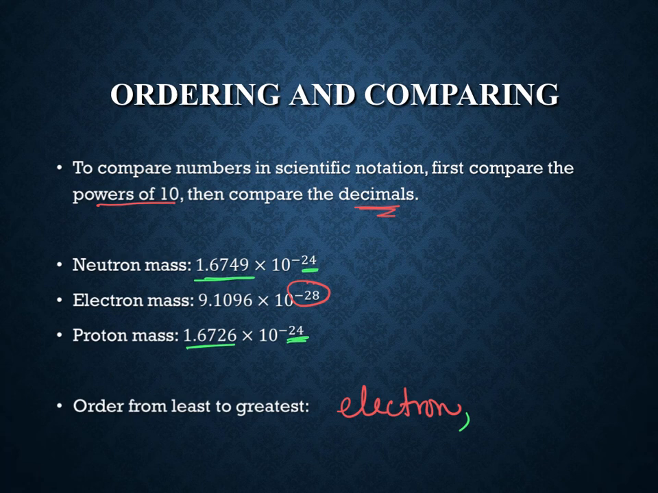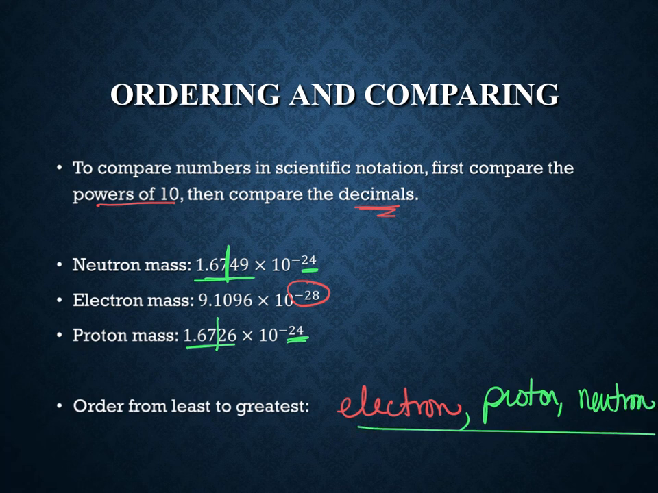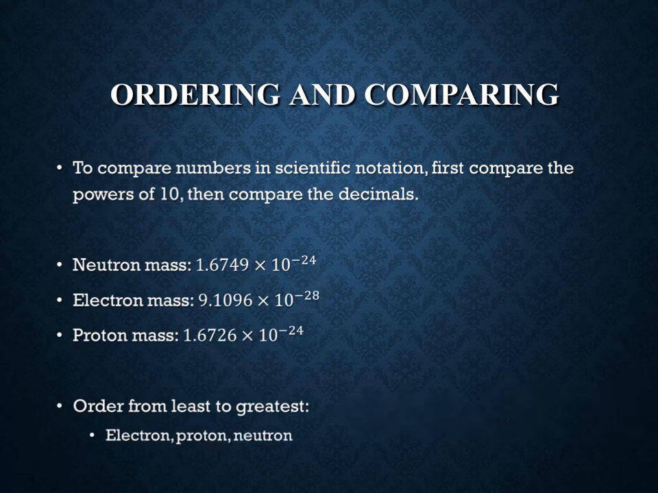So I have 1.67, so both of these go up through 6, 7, but then I have 2, 6, and 4, 9. Well, the 2, 6 is going to be the smaller one of the two, so that tells me the proton comes next, and the neutron is slightly larger than the proton. So these would be my electron, proton, neutron in order of increasing mass. And again, you can see it all typed out here.